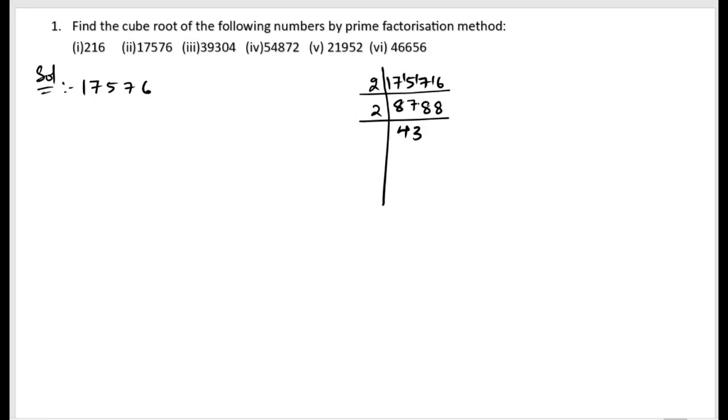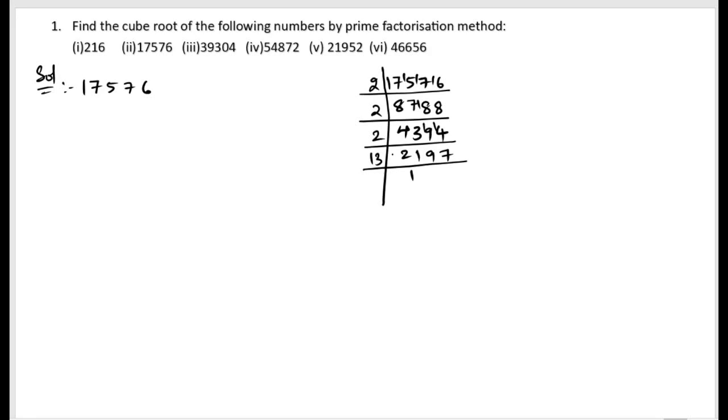2 3s are 6. 2 9s are 18. 2 4s are 8. 2 2s are 4. 2 1s are 2. 2 9s are 18. 2 7s are 14. Next, 13 1s are 13.